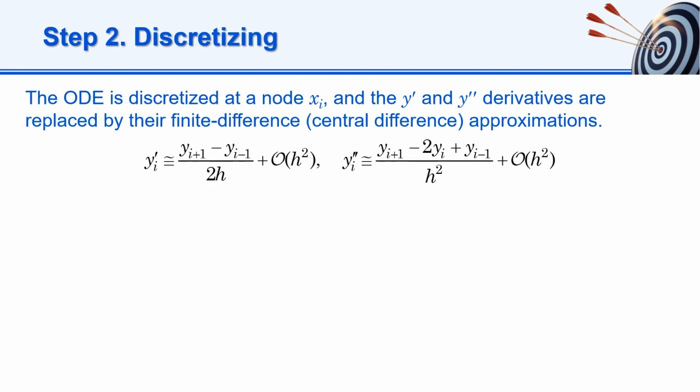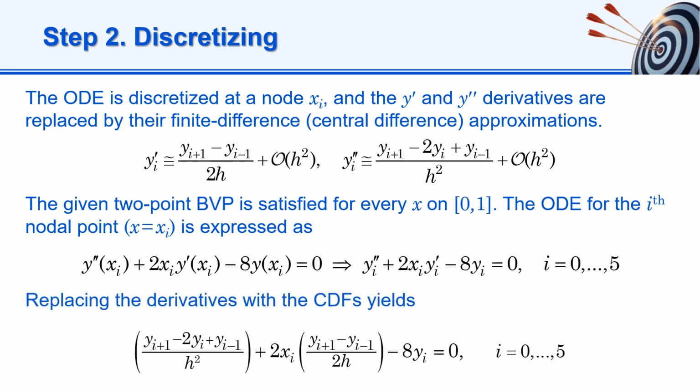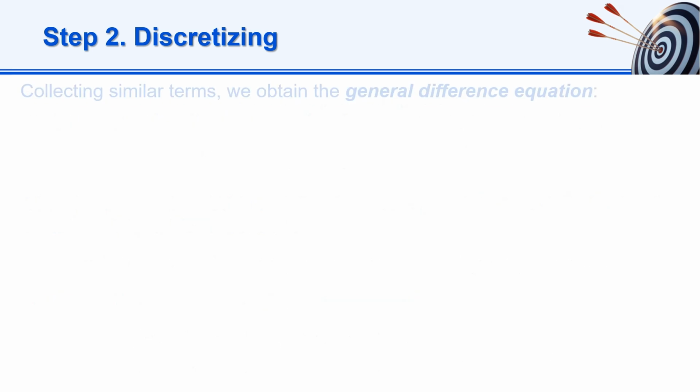The ordinary differential equation is discretized at a node x_i, and the first and second derivatives are replaced by their central difference approximations. The given two-point boundary value problem is satisfied for every x from 0 to 1. The differential equation for the ith nodal point, x equals x_i, is expressed as follows. Replacing the derivatives with the central difference formulas yields. Collecting similar terms, we obtain the general difference equation.